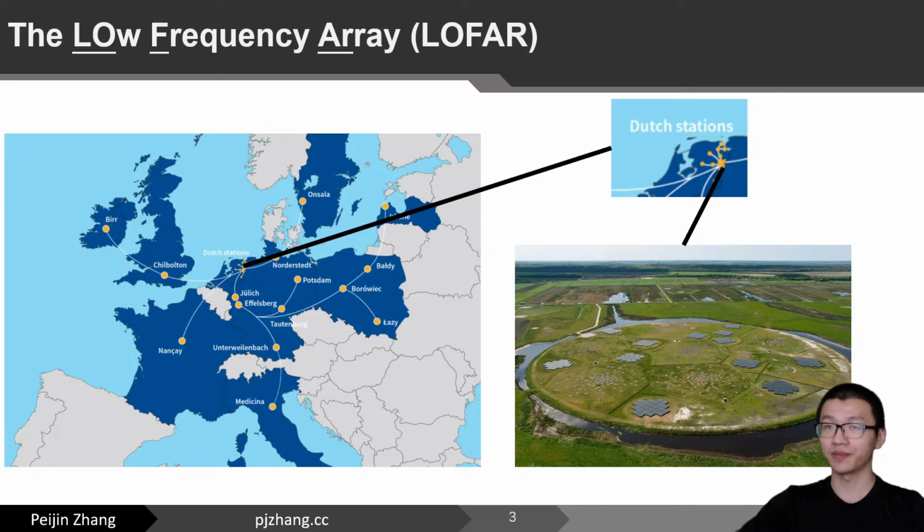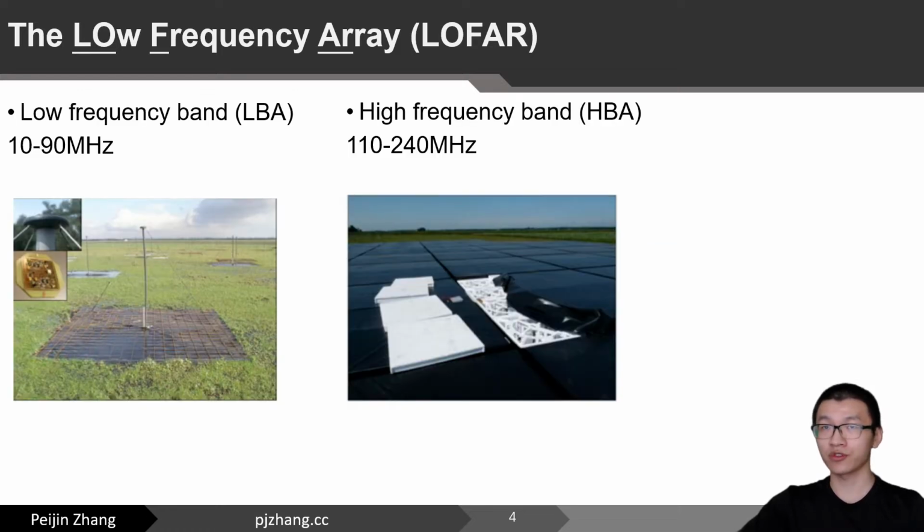So what is LOFAR? It is actually a huge set of antennas spread over Europe and centered in the Netherlands. It has two types of antennas, namely the low frequency band and the high frequency band, the LBA and HBA. LBA works in the frequency range of 10 to 90 megahertz, and HBA works in the frequency range of 110 to 240 megahertz. The antennas look like this.